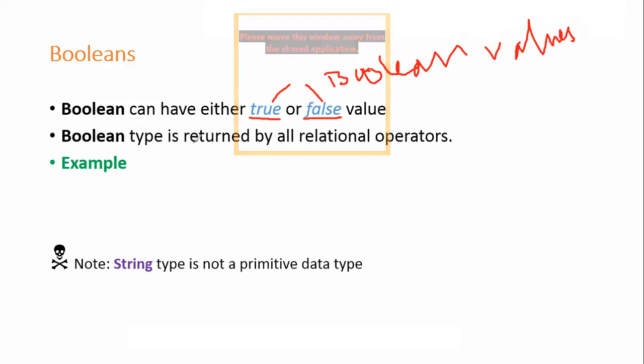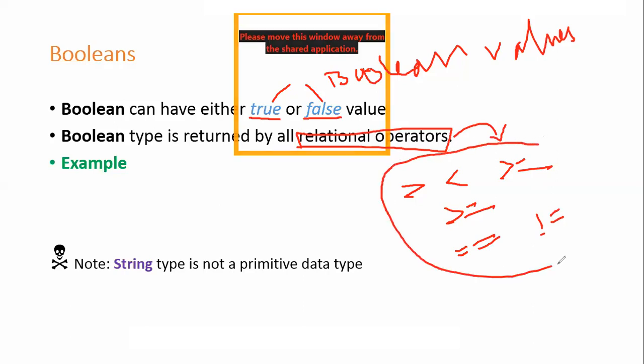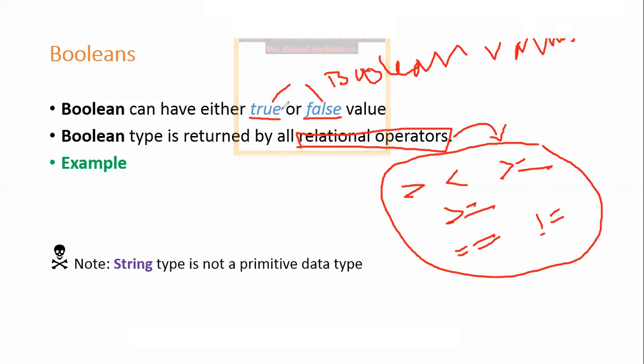Boolean type is returned by all relational operators. All relational operators are going to return a Boolean value. What are relational operators? Less than, greater than or equal to, less than or equal to, not equal to. All these are relational operators, and each returns a Boolean value. A Boolean value can be either true or false.